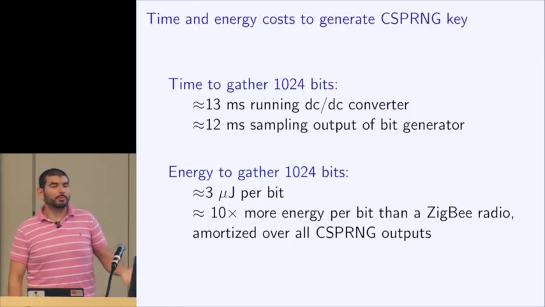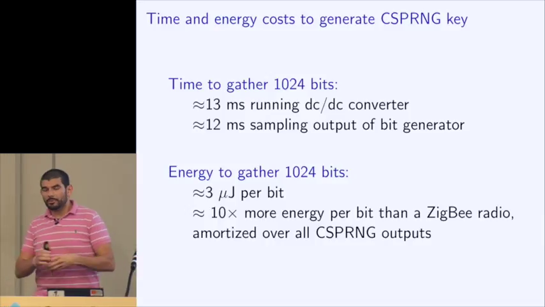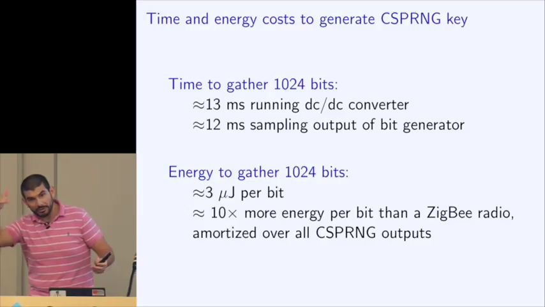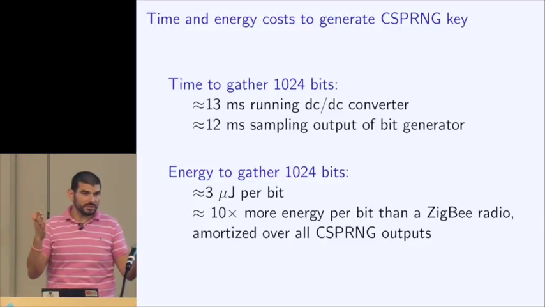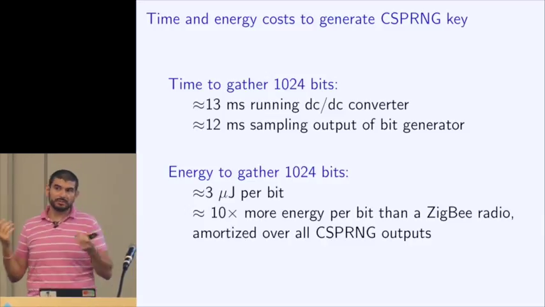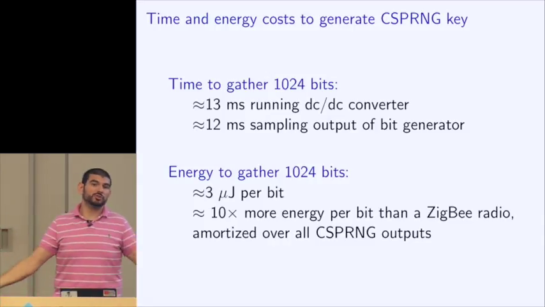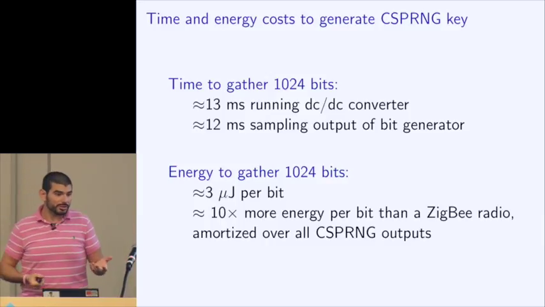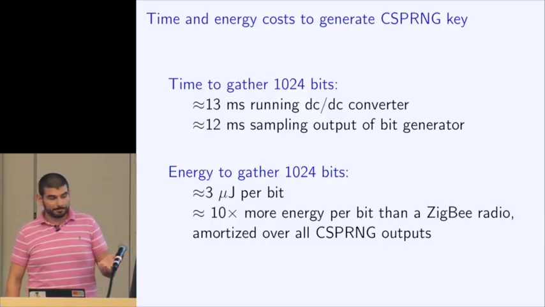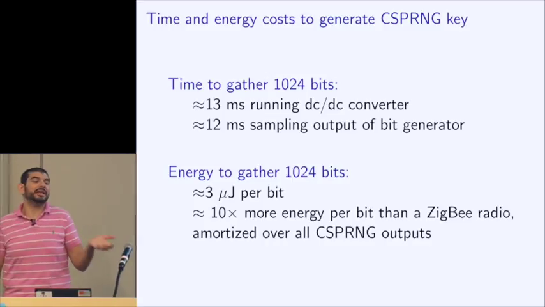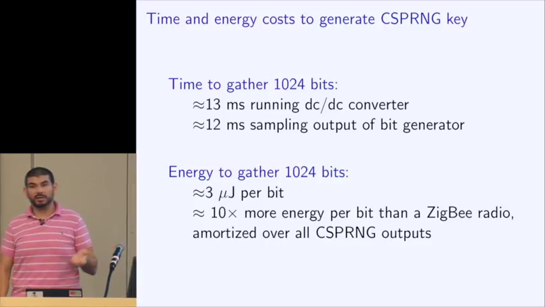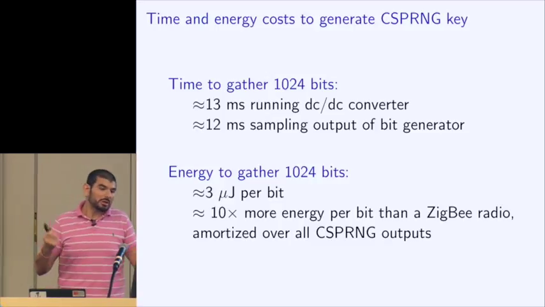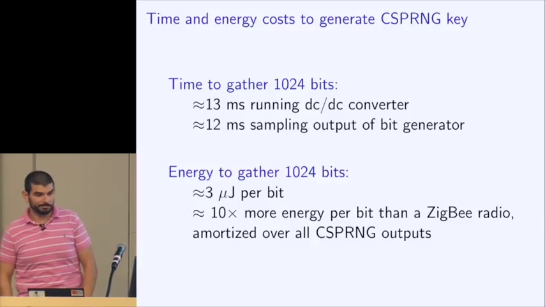So finally, how much does it cost? Well, remember we have these two phases. First, we charge up the converter, and then we let it droop as we sample the data. So it takes about 13 milliseconds to run the converter, and then it takes about 12 milliseconds to sample. So on the whole, we have 25 milliseconds at boot time, and that's it. That's all you have to spend with the hardware. And in terms of energy, it costs about 3 microjoules per bit. And as I said, that's about 10x more energy per bit than a Zigbee radio. So to gather these 1024 bits, it's about 10 Zigbee packets worth of energy.